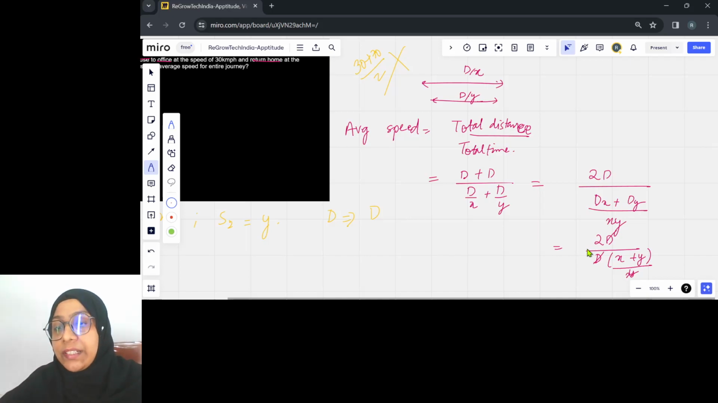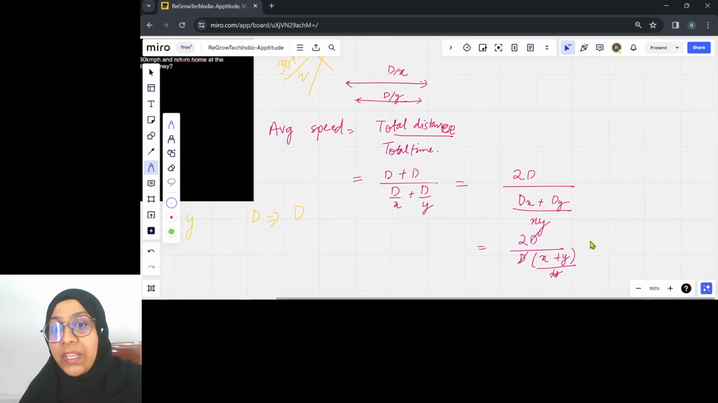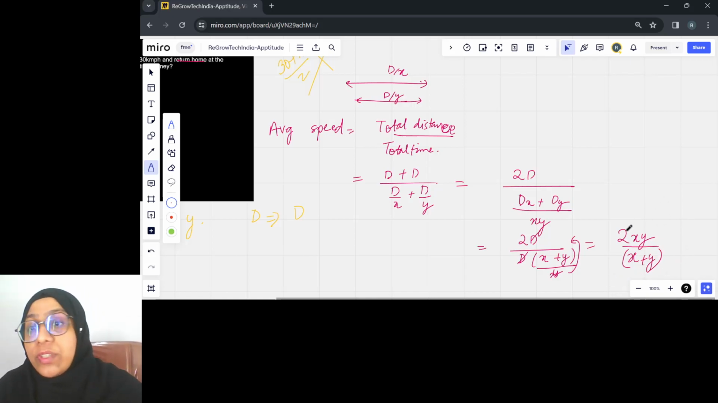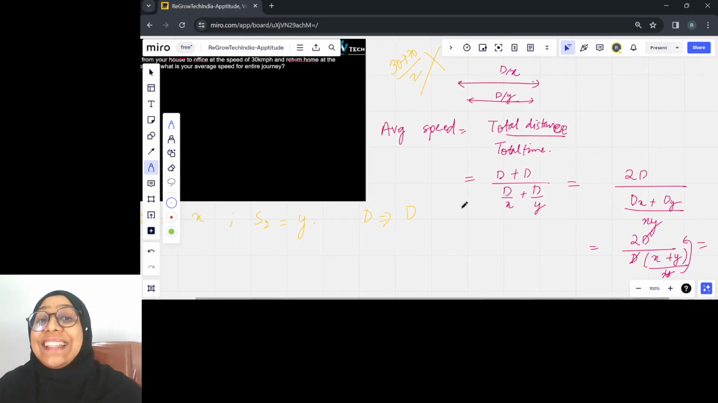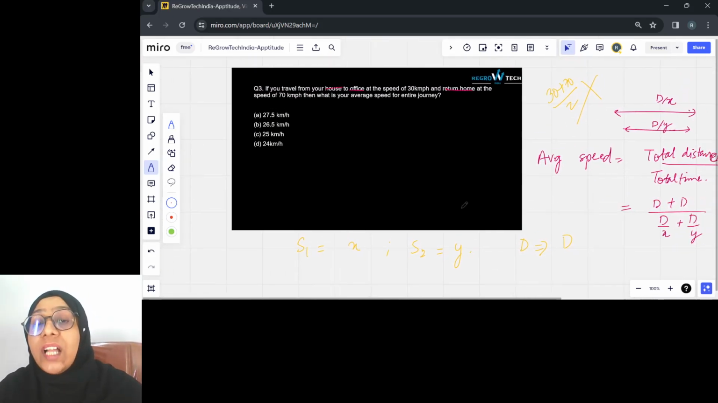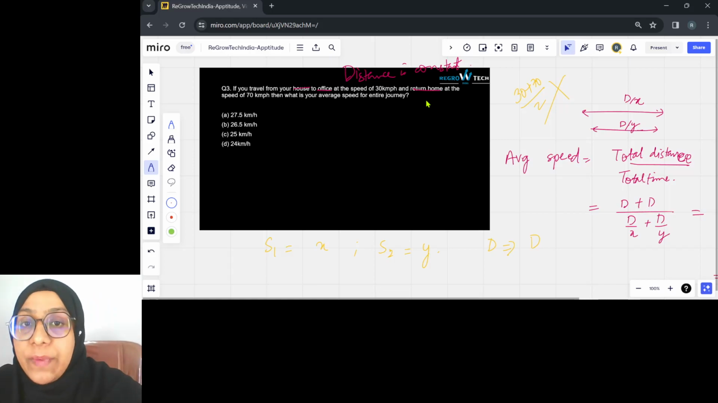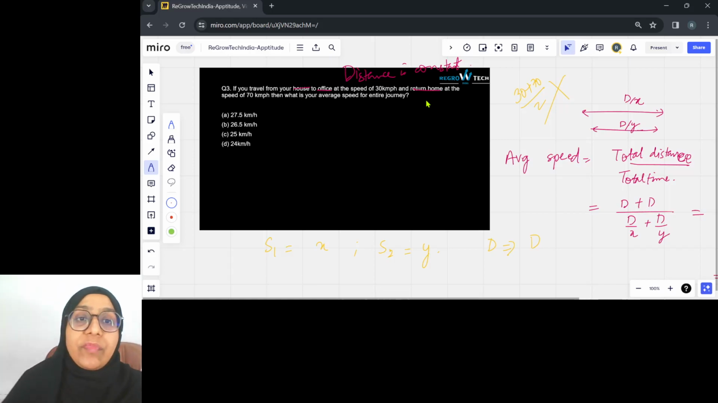We don't even need distance in order to calculate average speed. And the xy can go on top. So it will become 2 times xy divided by the sum of speeds. So this is the formula. If you simply apply it, you'll get the average speed, and this can only be done when the distance is constant, like in this case, because we are going from home to office and office to home, so the distance remains constant in both cases, right?